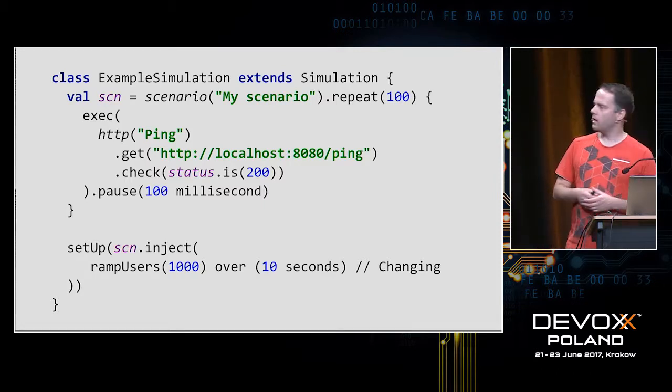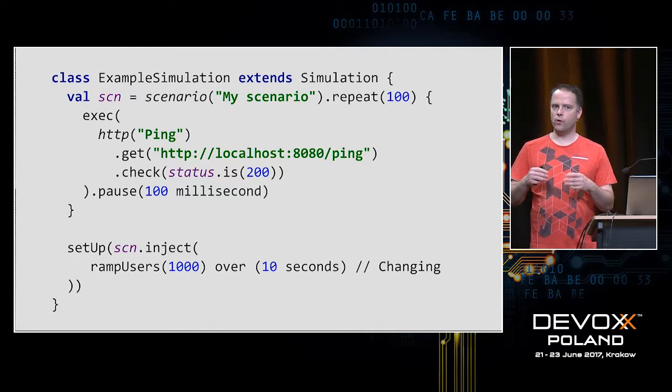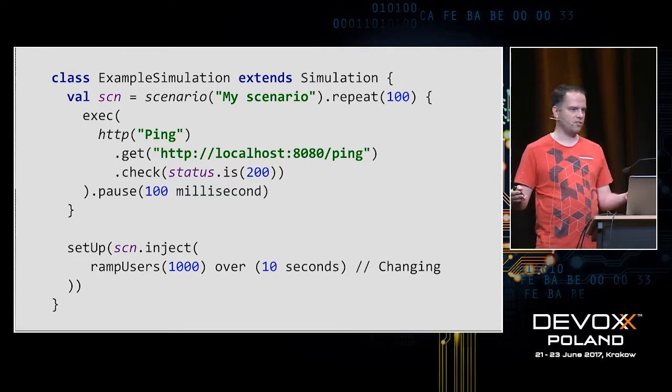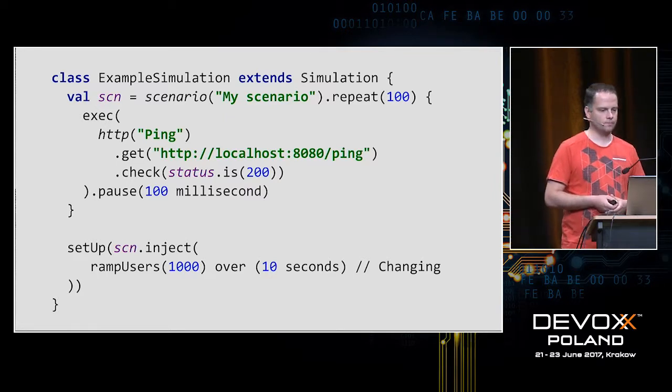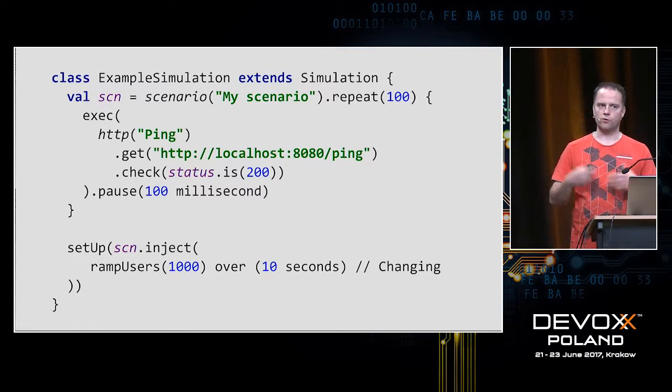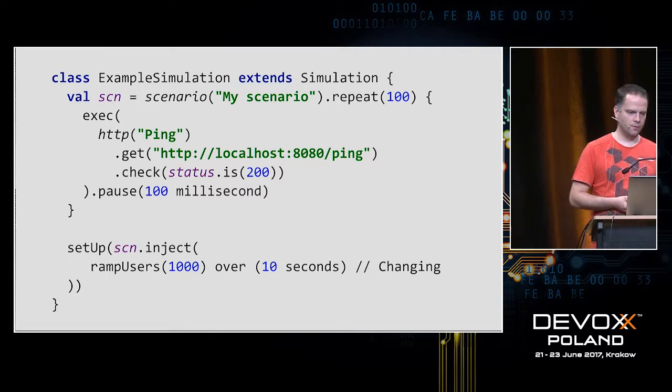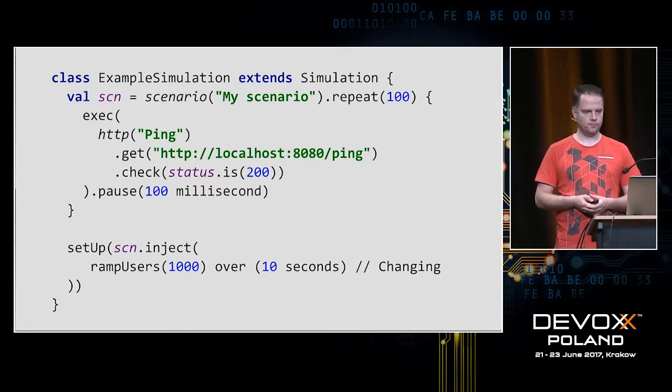That's the loop. And at the bottom, we can see that we ramp up 1,000 users over 10 seconds. So after 5 seconds, we will have around 500 users. And we changed the number of users, so we did a few different tests with it. So this is everything you need to do a performance test with Gatling.